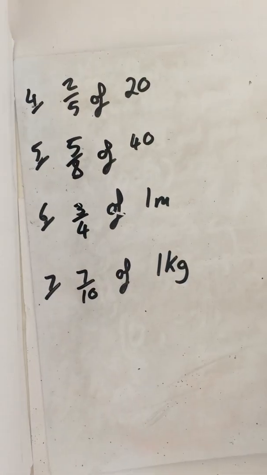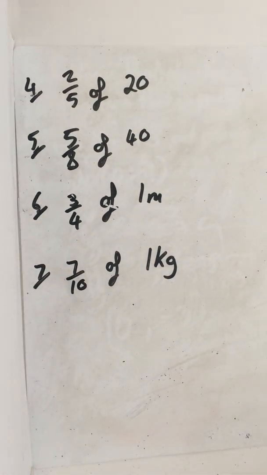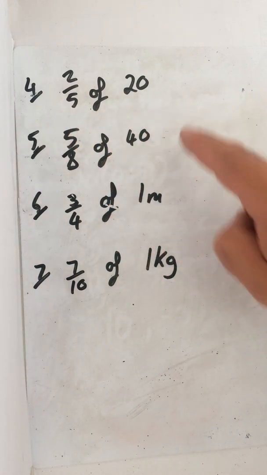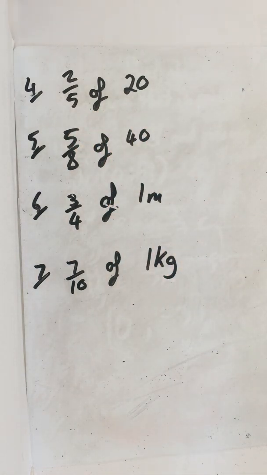Could you please have a go at these? Write them out properly. So write out the question, then underneath write 1/5 of 20 equals, like that. Pause the video while you do that, and press play when you're done.